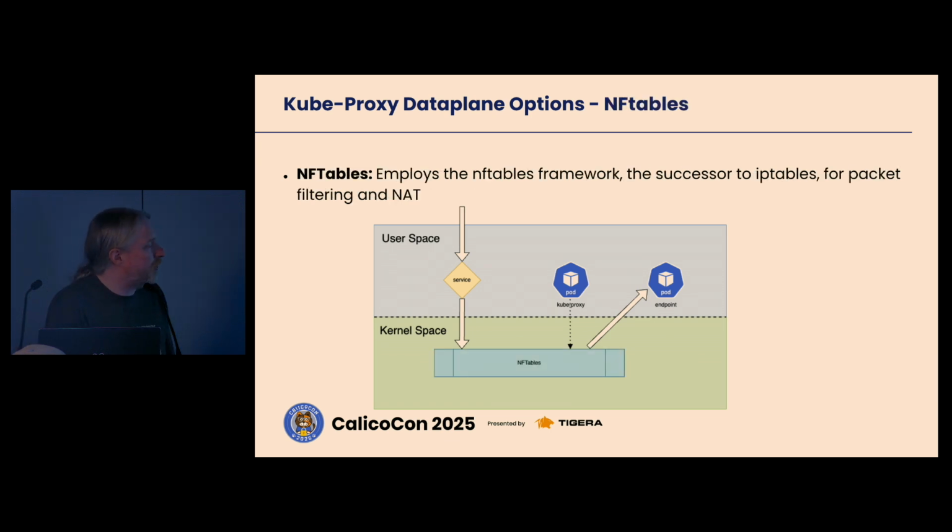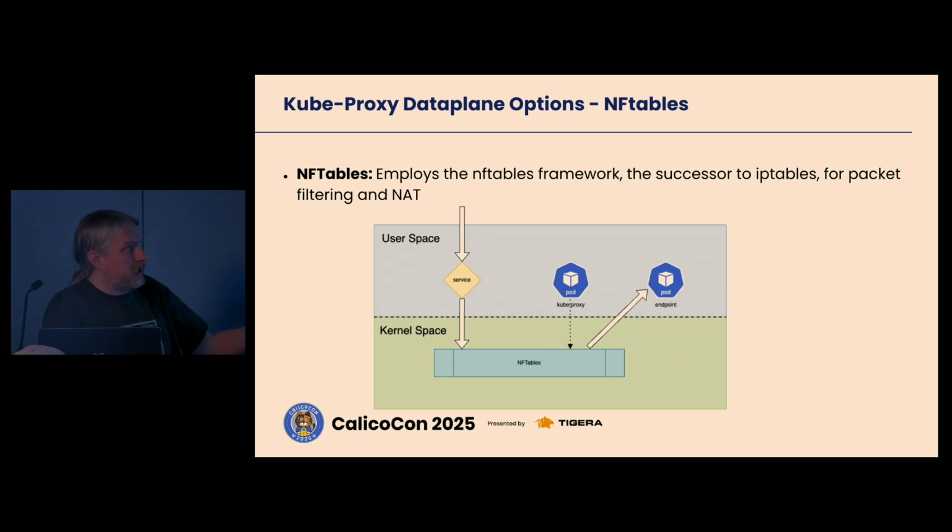Yep, so in 129 and above, we have the nftables option. 129 nftables was alpha, 131 it's beta, and in 133 it's expected to go into GA. Again, it's very similar design principles. Traffic is coming in, it's hitting a service. This time, Kube-proxy is programming the nftables backend. It matches that service to the service endpoints you've created in your cluster and then ships it off to an endpoint.